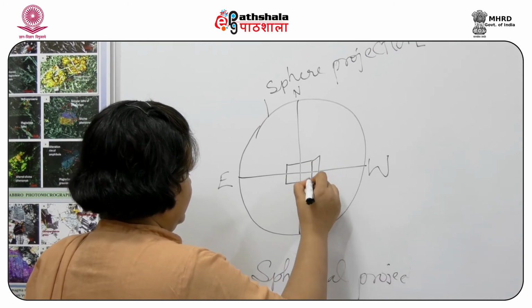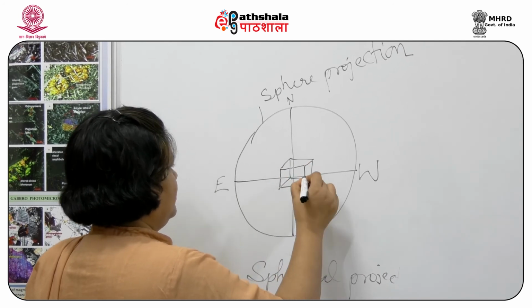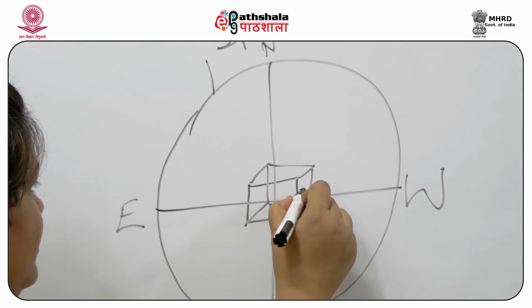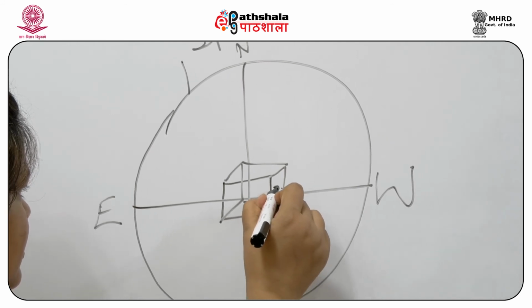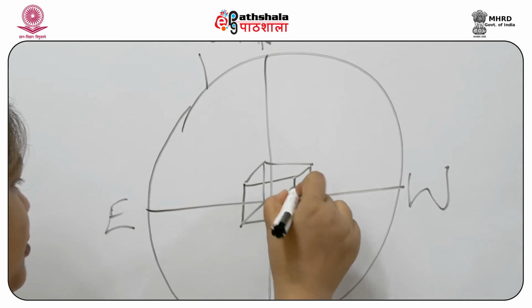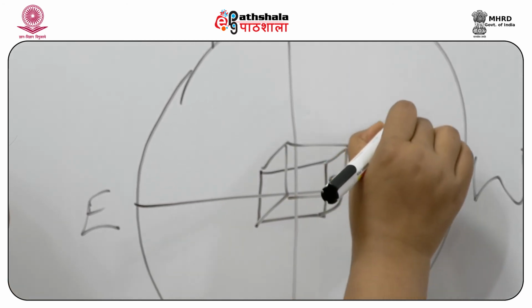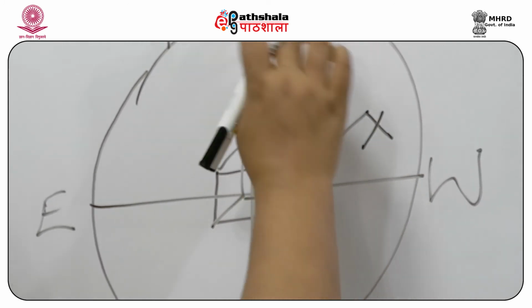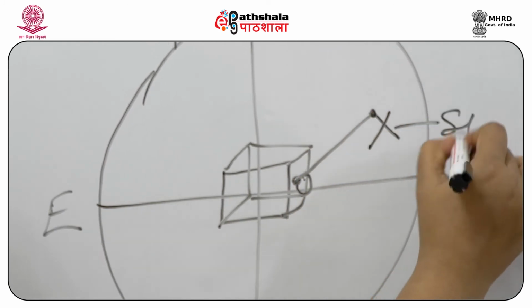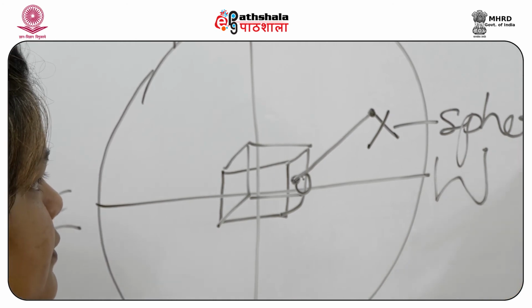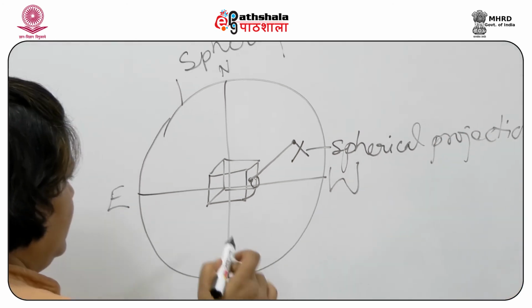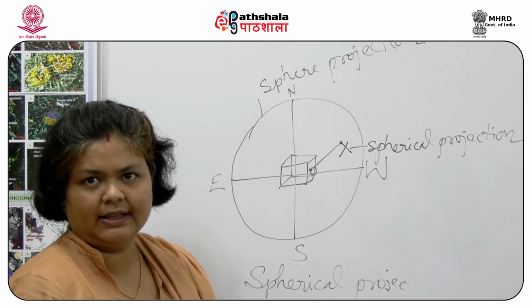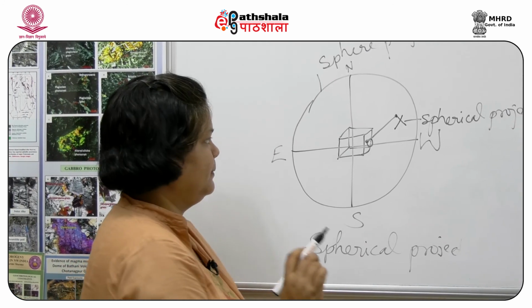This is my crystal face, this is my crystal sitting here. So I have a face, which has, say I mark it as the point O. This point here, I will draw a normal to this, and any point where, say X, where this line will intersect my sphere will be the spherical projection. For the other faces also, likewise, it can touch the sphere at certain points, and those will be the spherical projection for those crystal faces.